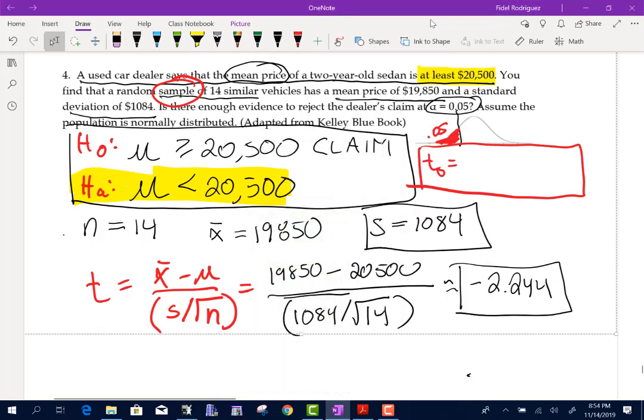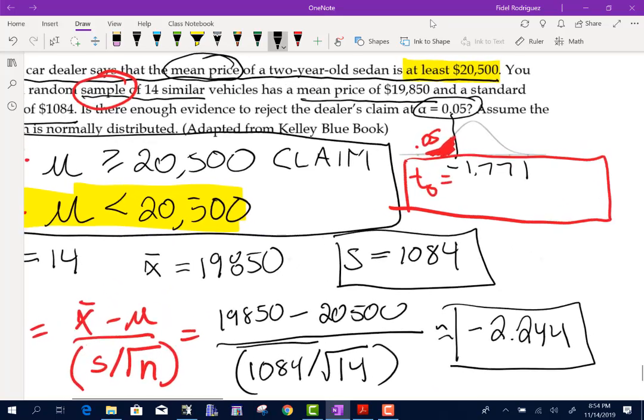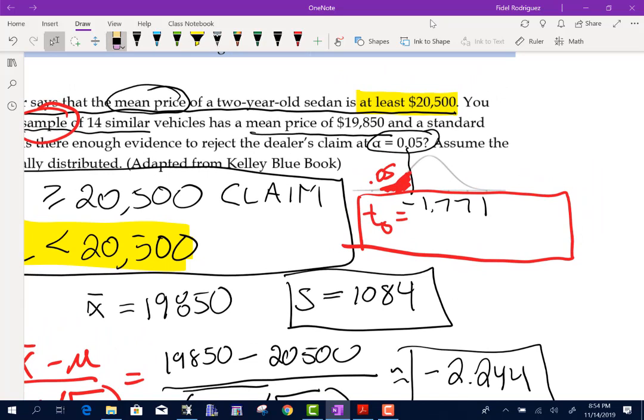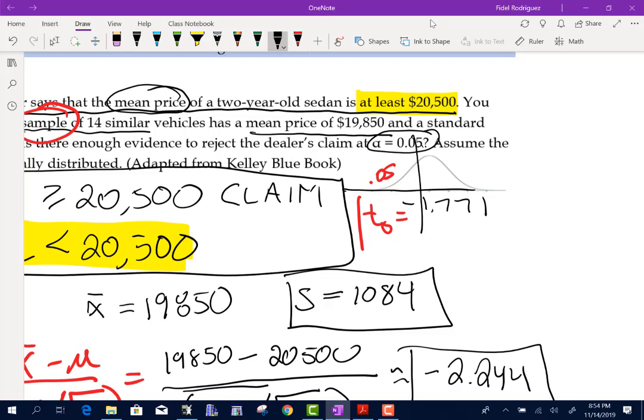Okay, so right here, this number is -1.771. Okay, so I'm going to try to zoom in a little bit, guys, just so we can see a little bit better. And to remind you also of what this is telling me. Remember, guys, this area here is my fail to reject. This area here is my reject.